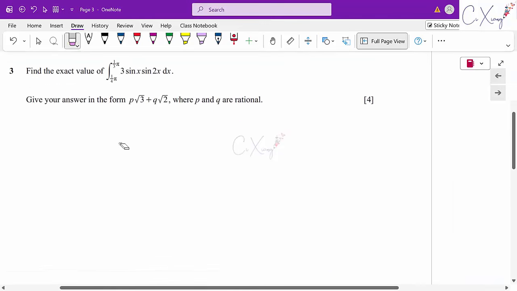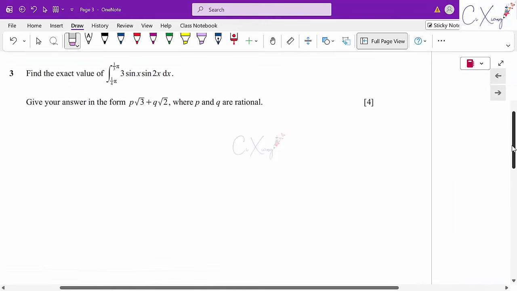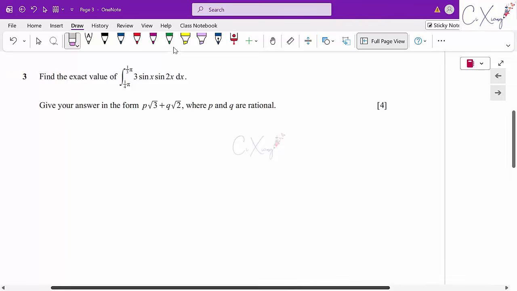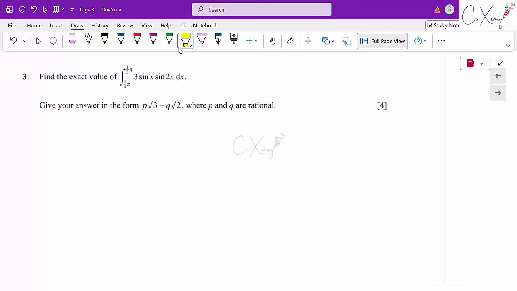Alright, so we are now at question number 3. They want us to find the exact value of this integration, 3 sine x sine 2x, and then give our answer in this form, p root 3 plus q root 2, where p and q are rational.